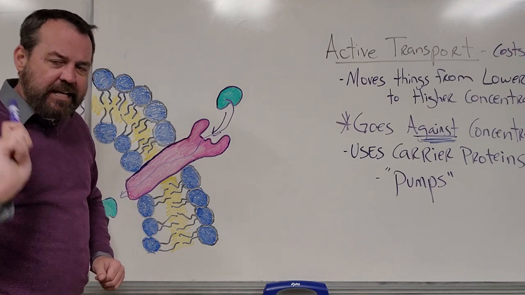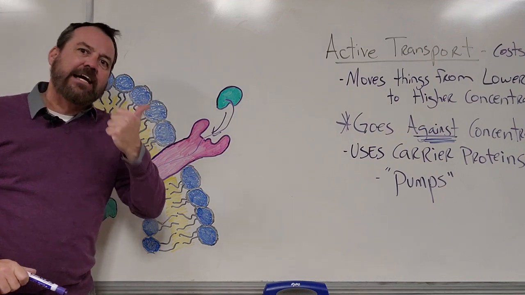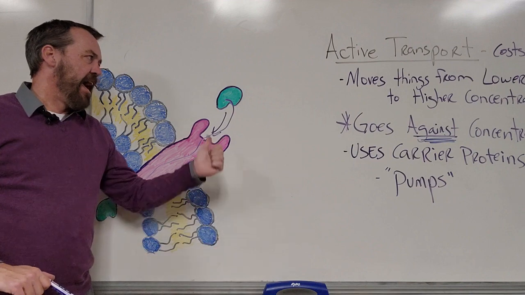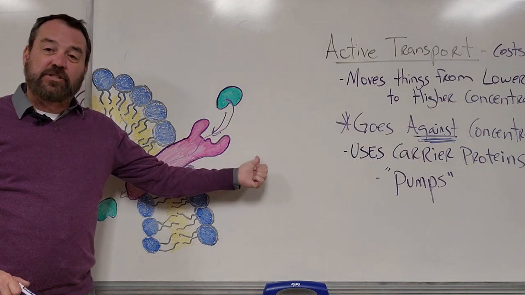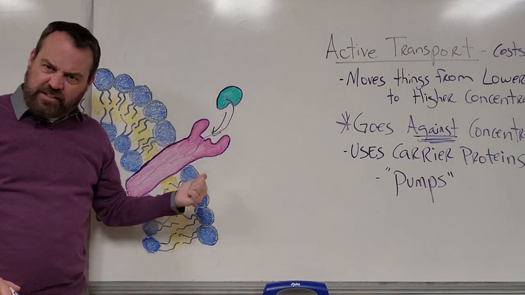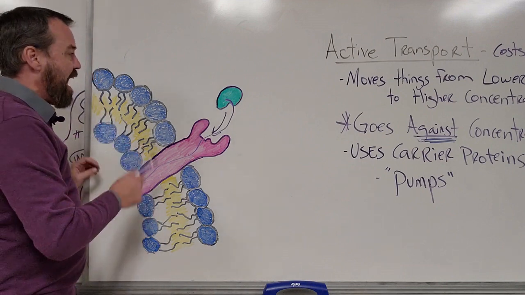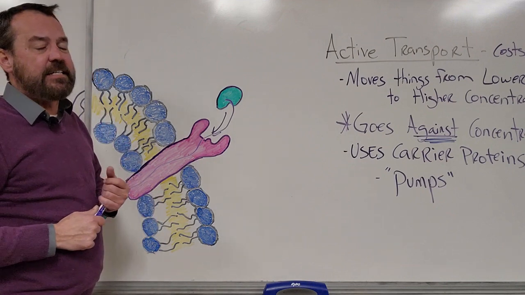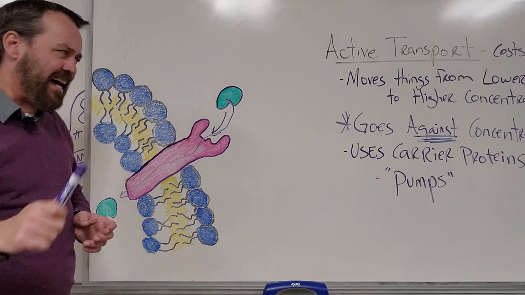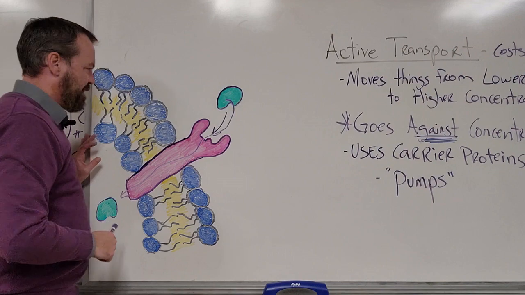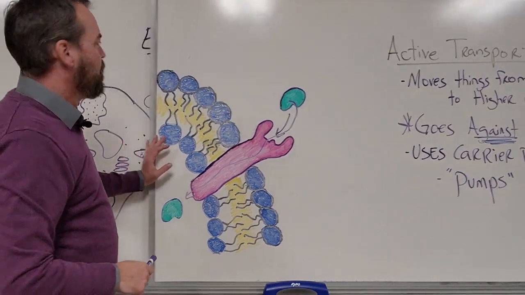Couple key things you've got to know about active transport. One, it goes against the concentration gradient. And two, we use carrier proteins to carry things across. We often call these pumps, and it costs us ATP to do active transport. Those are all the big things you've got to know for active transport specifically.